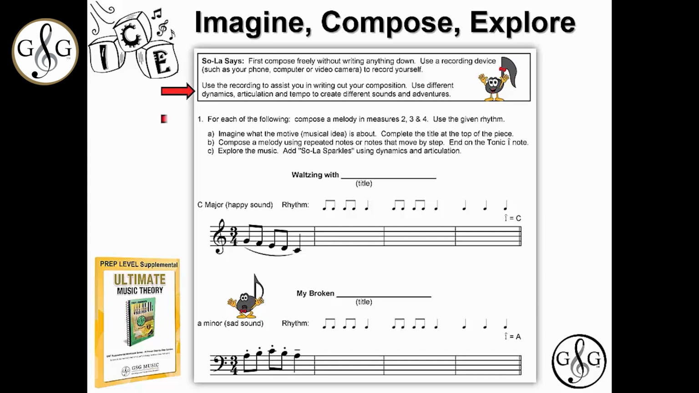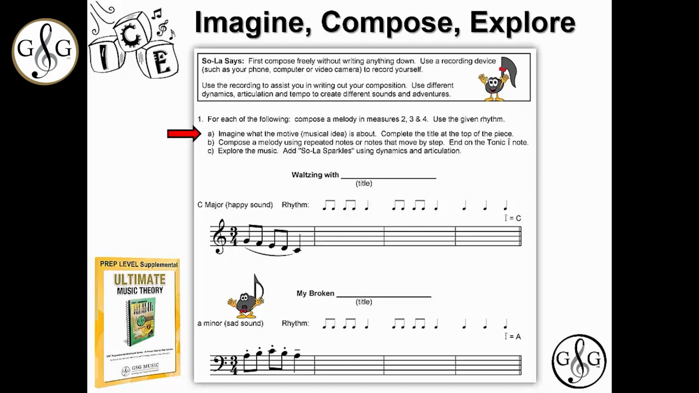Exercise 1 reads, for each of the following, compose a melody in measure 2, 3, and 4. Use the given rhythm. Now the rhythm is written above the staff, and notice both exercises have the same rhythm. Now A says, imagine what the motive, the musical idea, is about. Complete the title at the top of the piece. So imagine the music telling a story or an idea.